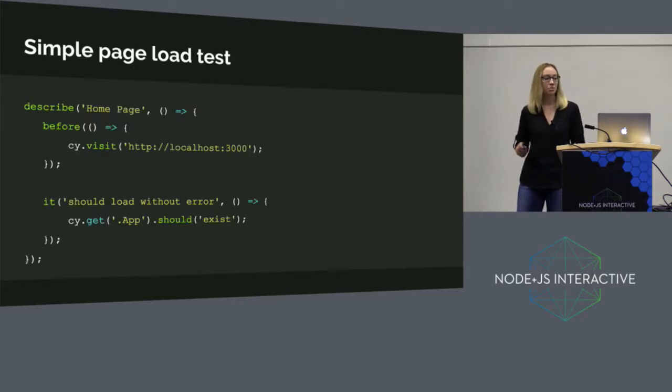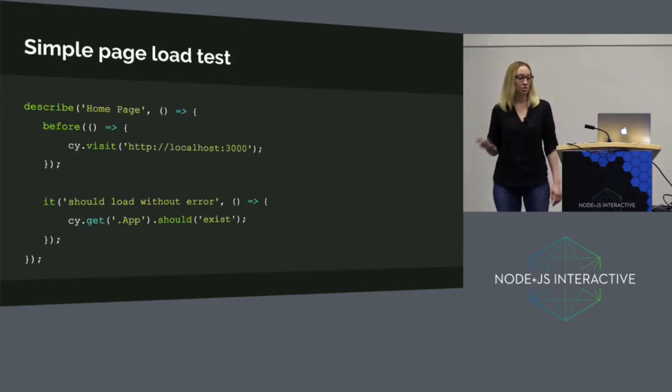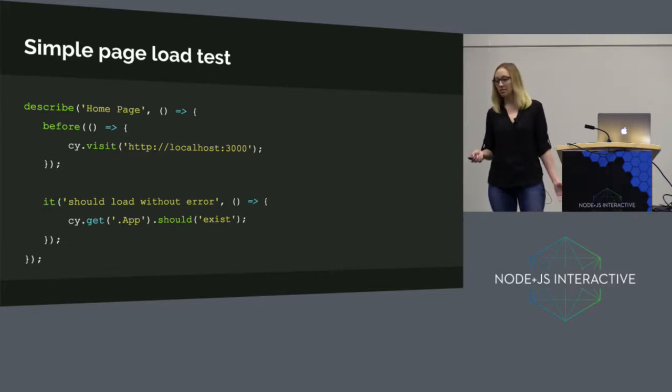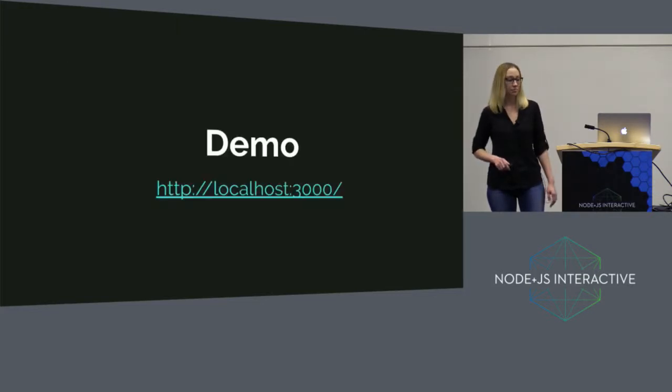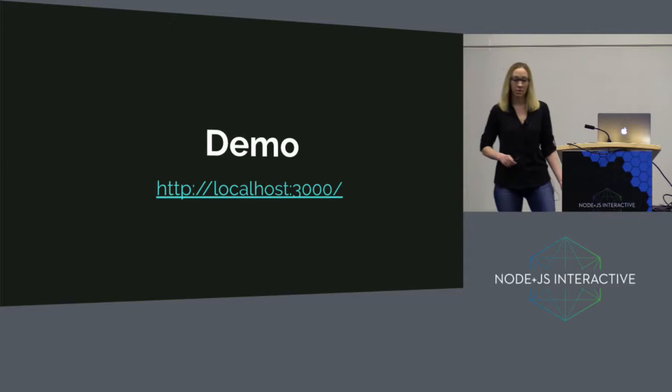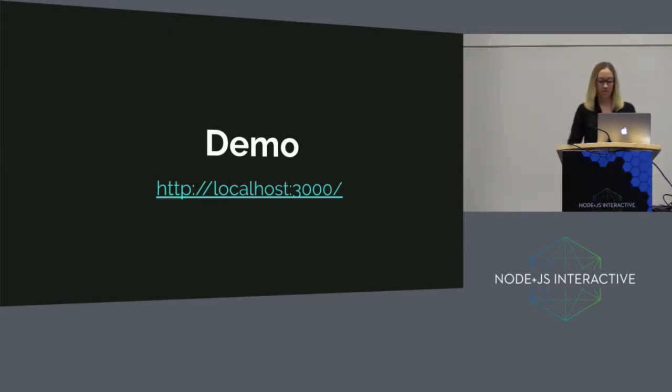So here is what a simple page load test might look like. You just load up a URL, and you want to make sure that a CSS selector exists on that page. So we're making sure that .app just is on the page. You don't have to worry about putting in waits or anything like that. Cypress handles it for you. So I made a little demo site to show you what Cypress actually looks like in person.